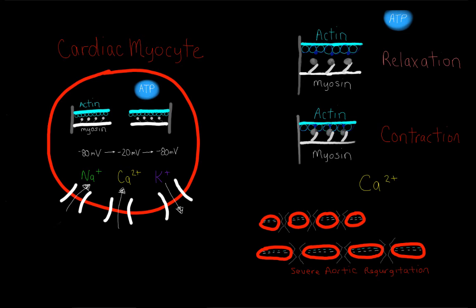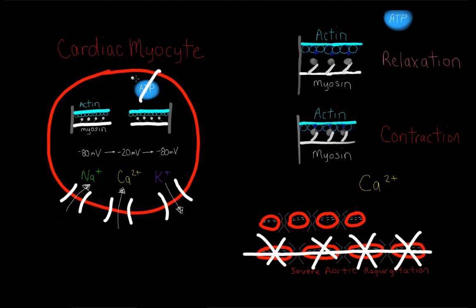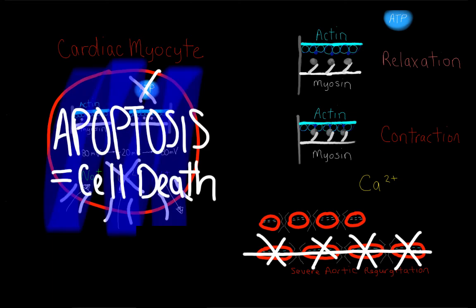Over time, and with more and more volume overload, the heart starts to lose cardiac myocytes or even entire myofibrils. Energy metabolism with ATP becomes dysfunctional. The movement of calcium in and out of the cardiac myocyte and its interaction with the regulatory proteins becomes impaired. Apoptosis, or cell death, can occur, and overall function of the left ventricle becomes impaired.